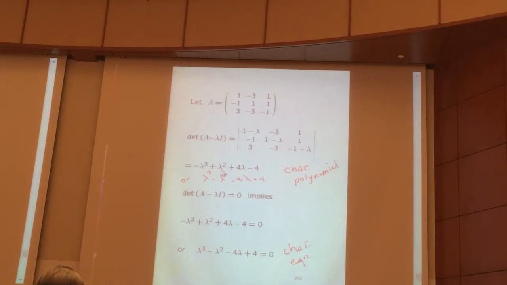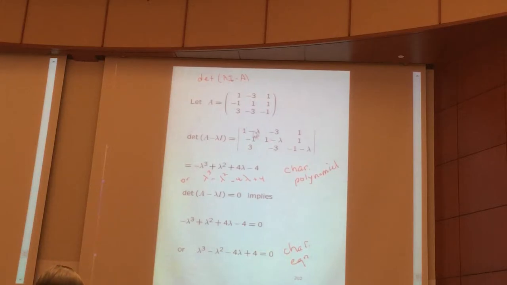I might mention that some people, rather than looking at the determinant of A minus lambda I, prefer lambda I minus A. I think that's dumb to do, and I think I know why. We calculated the determinant of A minus lambda I here, and notice I get minus lambda cubed plus lambda squared plus 4 lambda minus 4. When you have an odd order determinant, this polynomial will always begin with a minus sign. Even order, plus sign; odd order, minus sign.